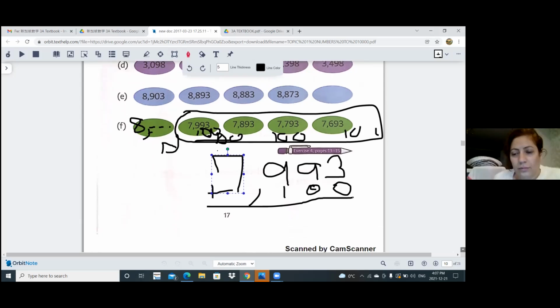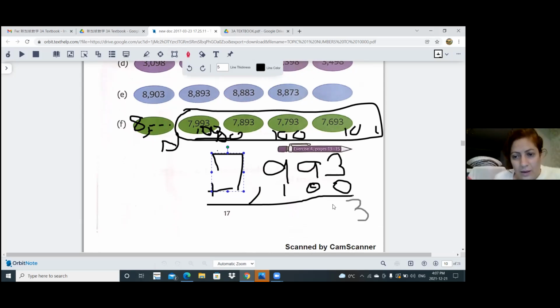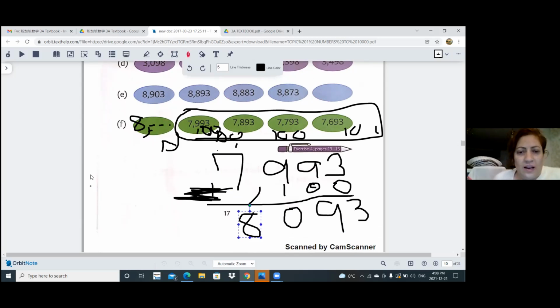It becomes 3 plus 0 is 3. 9 plus 0 is 9. 9 plus 1 is 10. Carry it over, and what do you get? 8,093. Or is it 8,803? Hold on. We've got to minus this, right? Wait a minute. Let's do this again. 7,900, because I'm pretty sure the answer here would be, oh yeah, you're right. You're absolutely right.